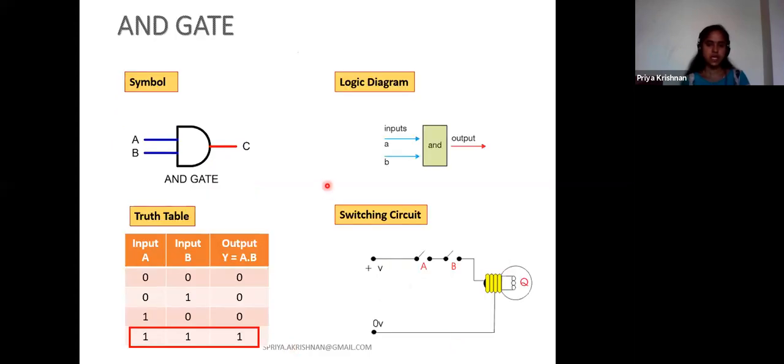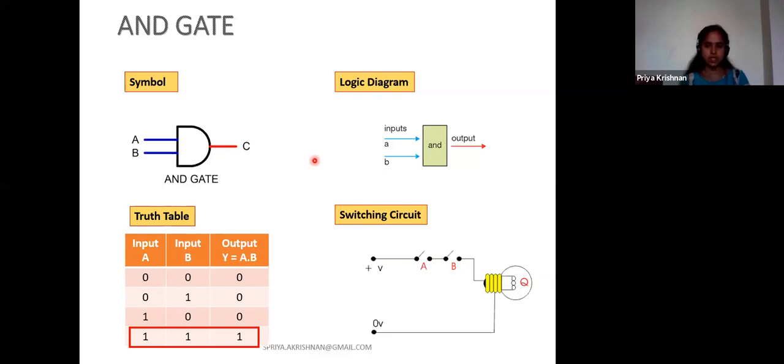So first we will start with the AND gate. I have four things: symbol, logic diagram, truth table, and then switching circuit. First we will start with the symbol. This is the symbol of my AND gate, and it has how many inputs? Yes, we have two inputs, and these two inputs are binary inputs, and obviously the output will be a binary output.